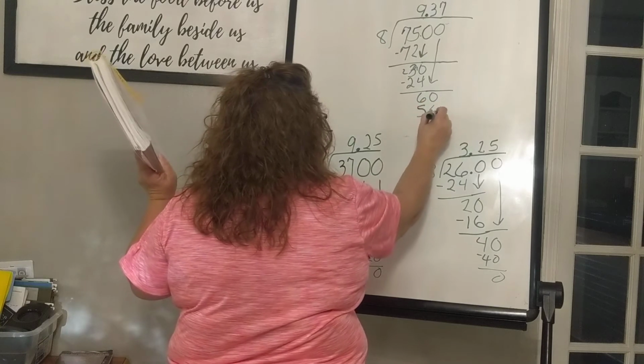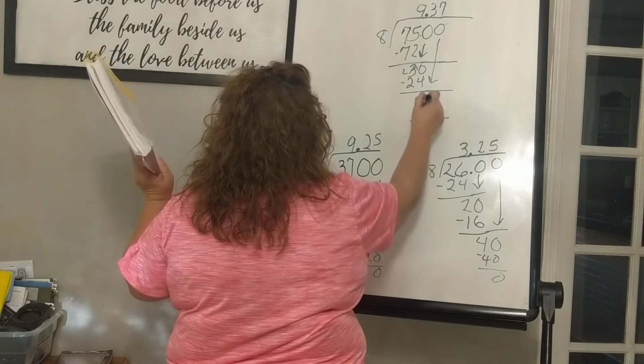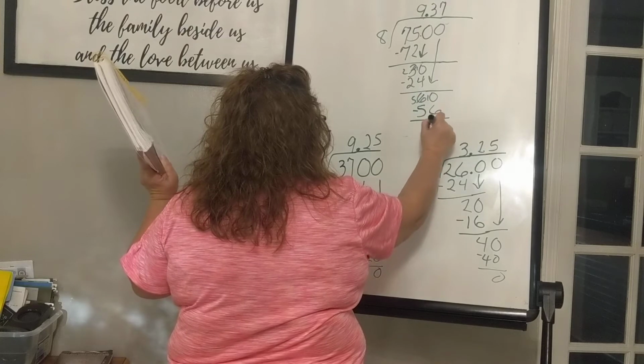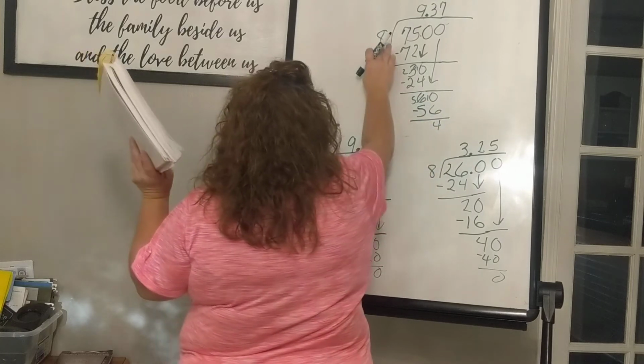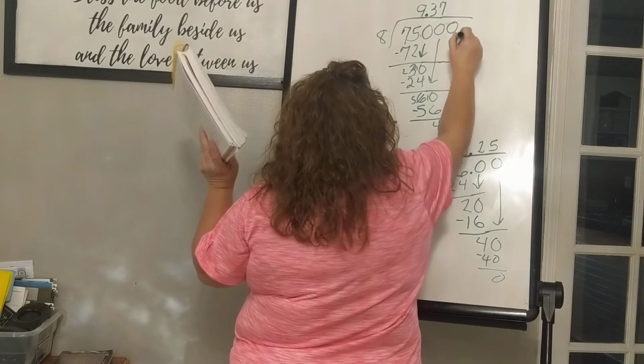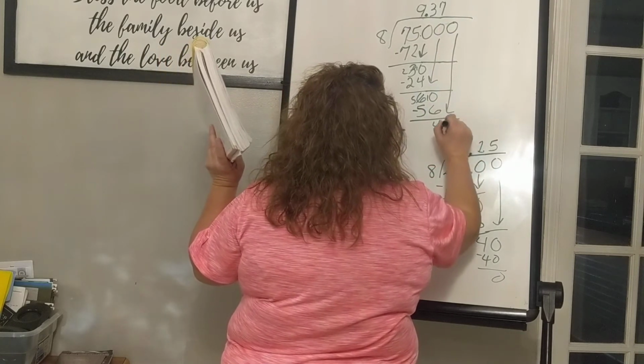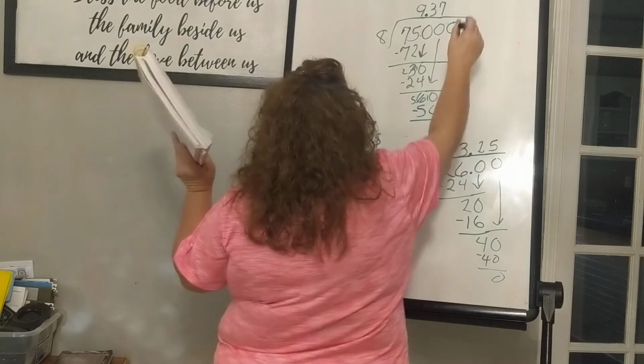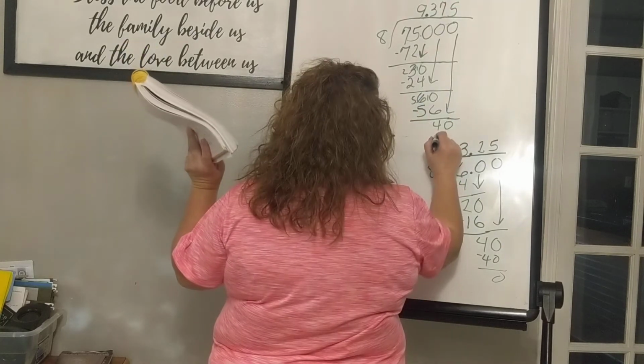Put our 56 down, subtract. 4 is smaller than our divisor. We're going to have to annex yet another 0 and bring it down. And 8 will go into 40. We all know 5 times. 8 times 5 is 40.